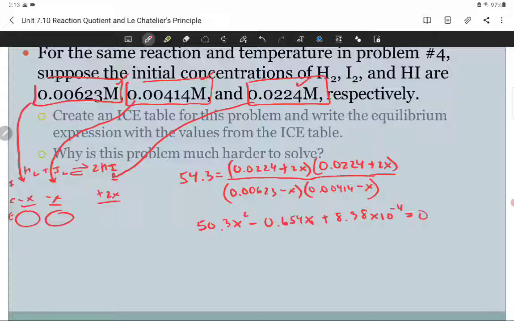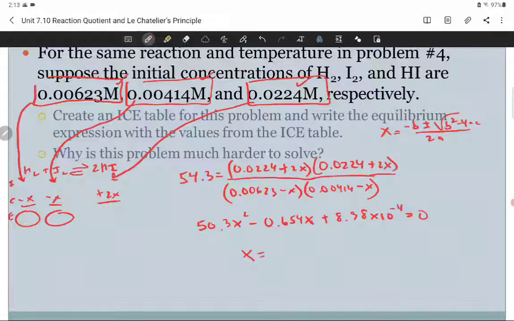But I got that now. So again, I foiled the top, foiled the bottom, and rearranged everything so I have the x squared together, the x together, and the numeric together. And just to refresh your memory, most of you have a formula app in your graphing calculator for the quadratic, so plug everything in.